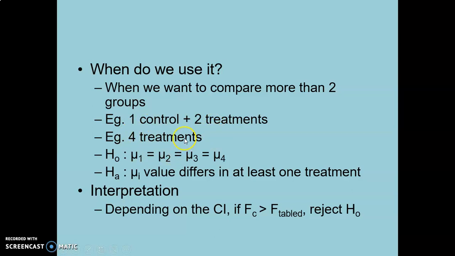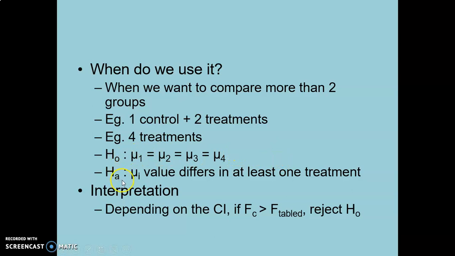Or for example, if you do not have a control or the control is part of your treatment, then you have four treatments, meaning that you are comparing between four sets of data. So the hypothesis for one-way analysis of variance: the H naught, that is the null hypothesis, is mu1 equals mu2 equals mu3 equals mu4, or if you have more than four sets of data, then it continues equals mu5, etc.